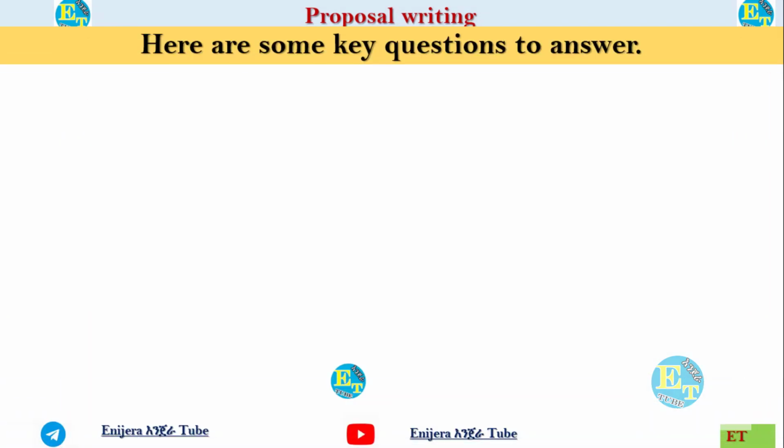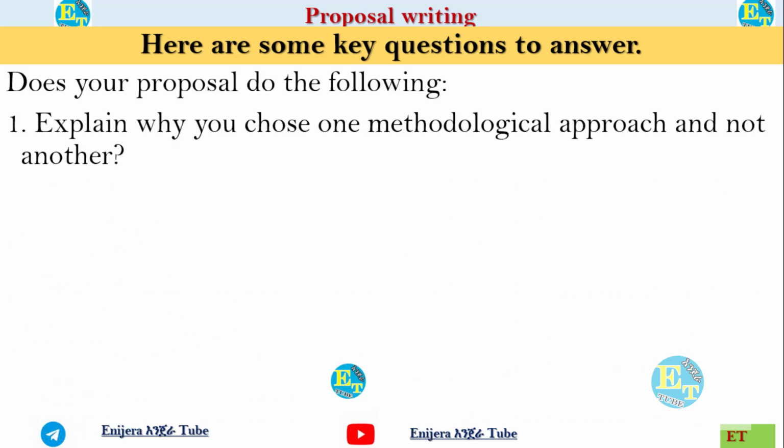Here are some key questions to answer. Does your proposal do the following? 1. Explain why you choose one methodological approach and not another. You have to compare. Comparing methodologies from different literatures and select one and reason out for that.